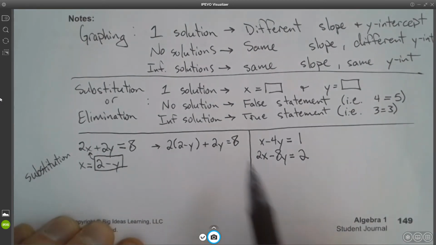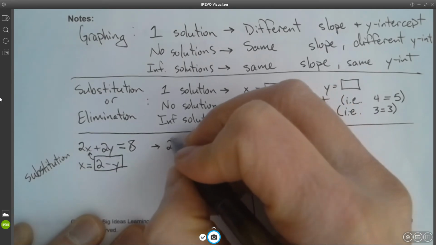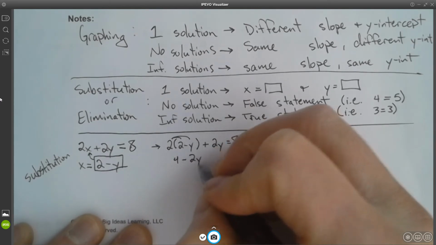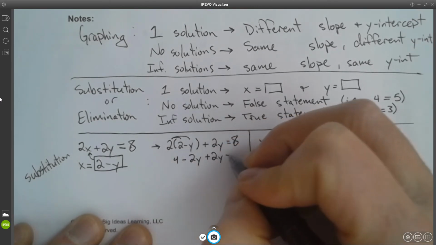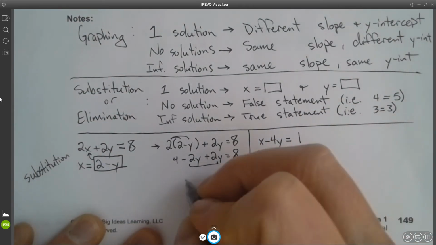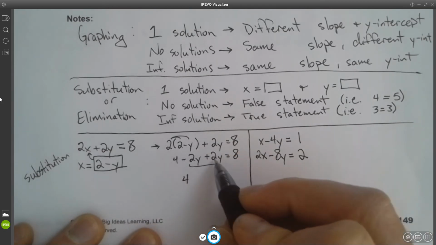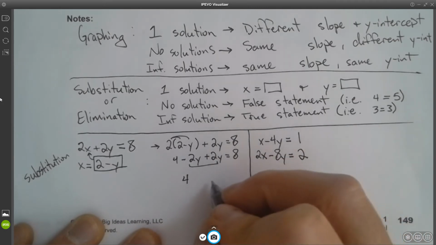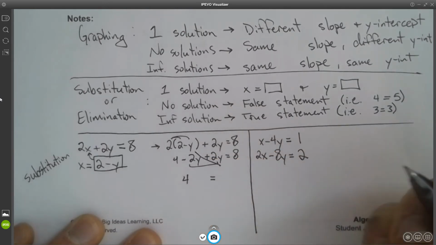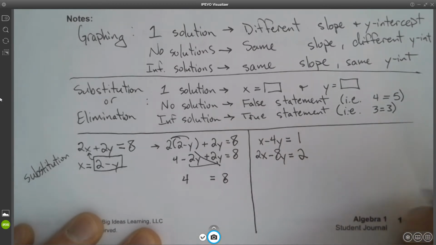Now I can solve for y. Going through steps that we know, first we want to distribute. So 2 times 2 is 4. 2 times negative y is negative 2y. And then bring down your 2y and 8. Now I have like terms that I can put together. So negative 2y and positive 2y add to 0, so I can cancel those out. And I end up here with 4 equals 8.